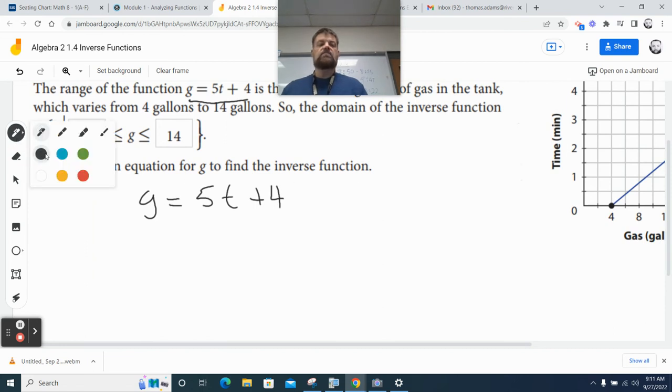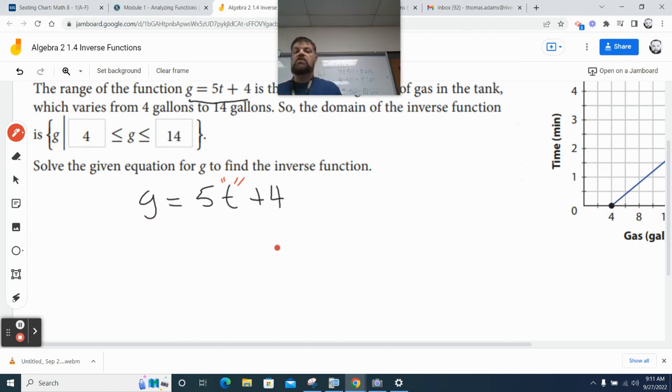Solve for T, right? We're going to solve for the independent variable. We know that G depends on T because we're doing a bunch of math to T, right? But if you think about it, how many gallons do you have in the tank? Well, it depends on how many minutes you're pumping gas, right? So G is the dependent variable and T is the independent variable. So we're going to solve for T. How do I do that? What do I do first? Get T by itself. Solve for T. What do I do?